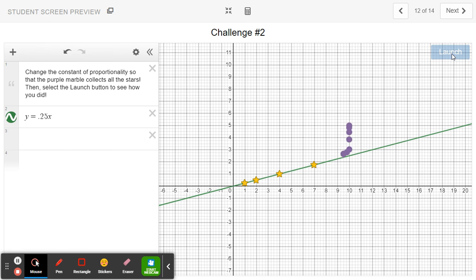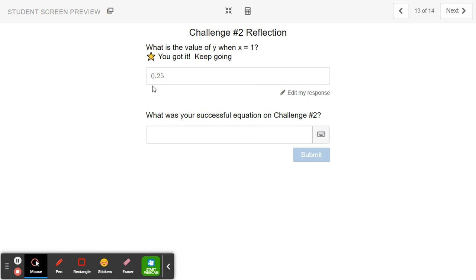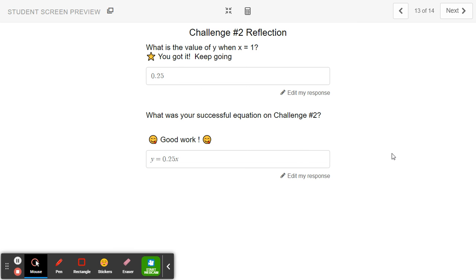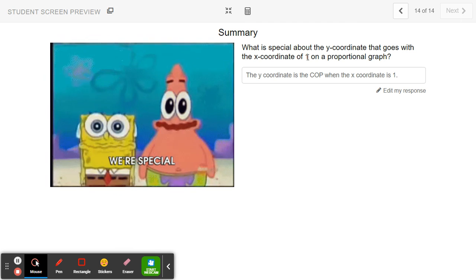Now let's try this. It does collect all the stars still. And then now let's try this. There we go, we got it. So our successful equation was y equals 0.25x. And there's your challenge. So hopefully you feel a little more confident about using graphs and being able to find this COP.